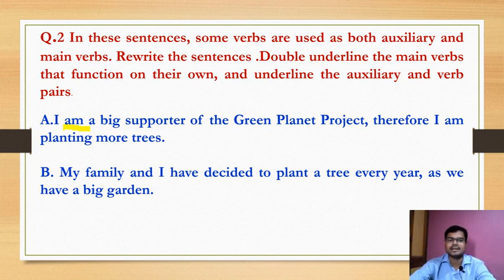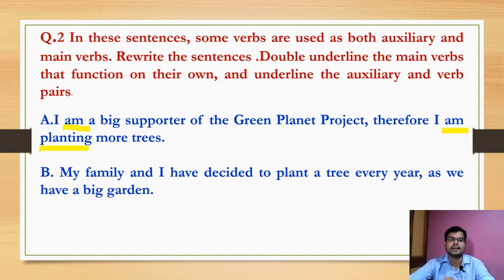Just check this sentence. I am a big supporter of the Green Planet project, therefore I am planting more trees. So here we got one helping verb, and here planting is the main verb. I hope you are getting it correct. So this is the answer, and this is the way you have to write your answers in your English notebook. But do not mention to write that it's a grammar homework. These are the grammar practice questions from block 2.